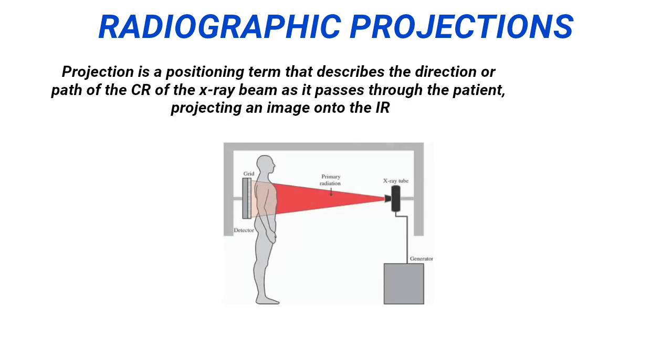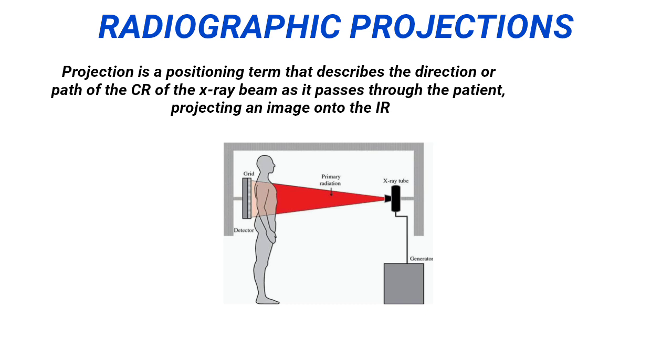In today's lesson, we are going to focus on radiographic projections. Radiographic projection is a positioning term that describes the direction or path of the central ray of an X-ray beam as it passes through the patient, projecting an image onto the image receptor. Most times, the term position is used in clinical settings, but the term projection is considered to be the most accurate of them all.